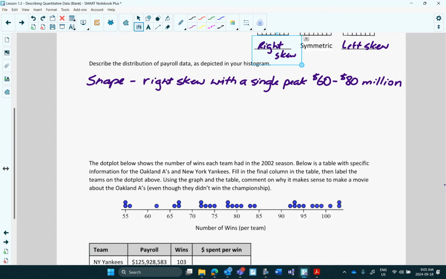Center. We just focus on the median right now. We're looking at the middle here. My mistake, 40 to 60, because I'm wrong.